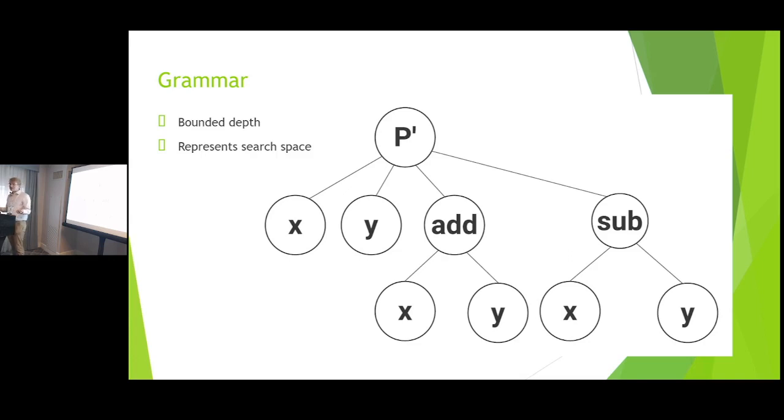The search space is very small, but it is a bounded depth tree that you construct based on what functions you have available. So in this example, we are simply supporting the addition and subtraction functions. And you can imagine that we're trying to synthesize here a function that takes in two parameters, x and y, and then computes some program over that.